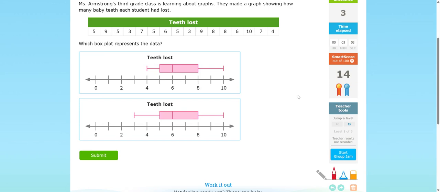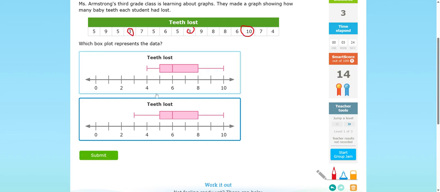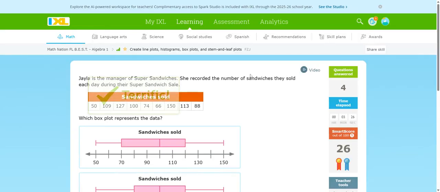The maximum here is 10. This is the biggest number, so that's 10 and that's 10. But the minimum is 4, and there's actually a 3 right here. There's 2 3s, as a matter of fact. So this little indicator right here is the minimum. That is going to be the best.